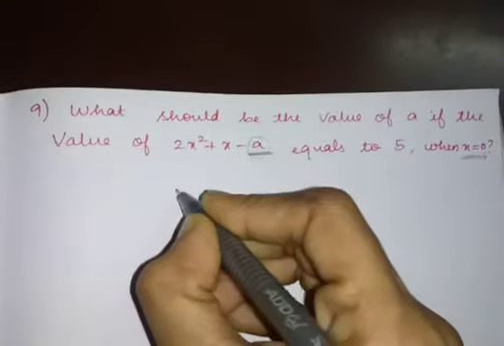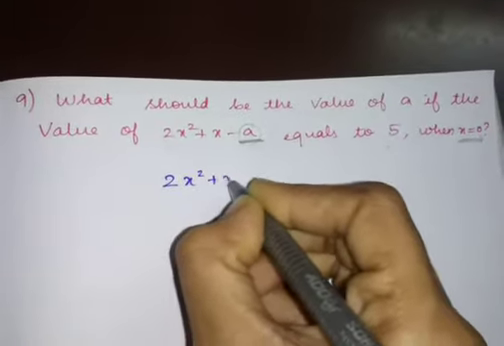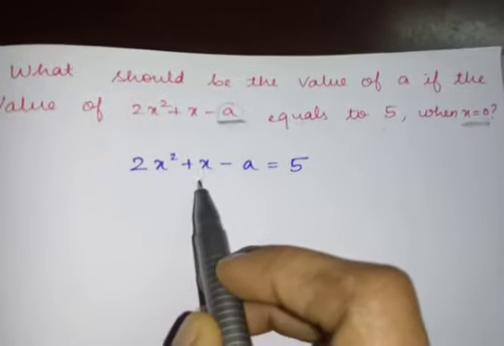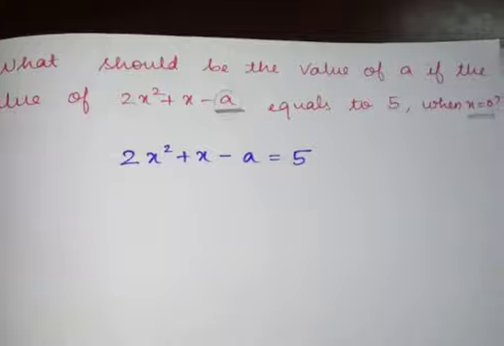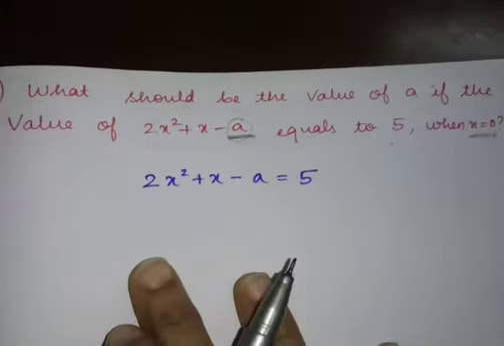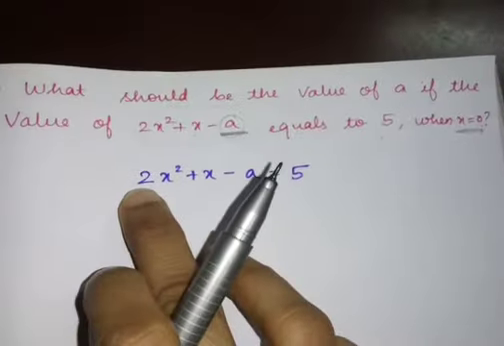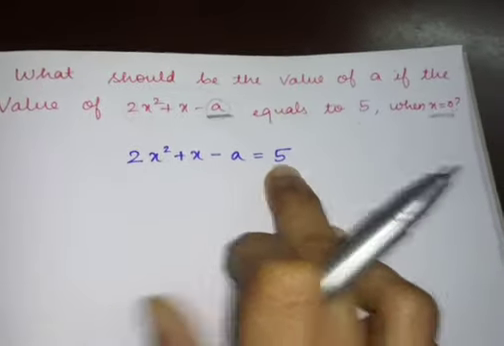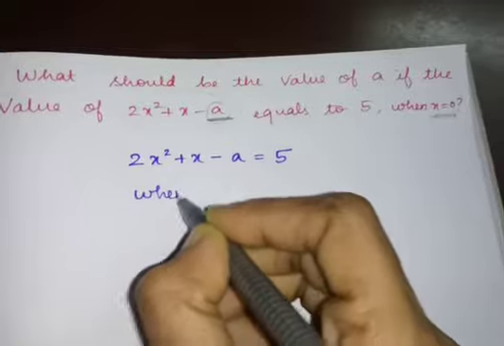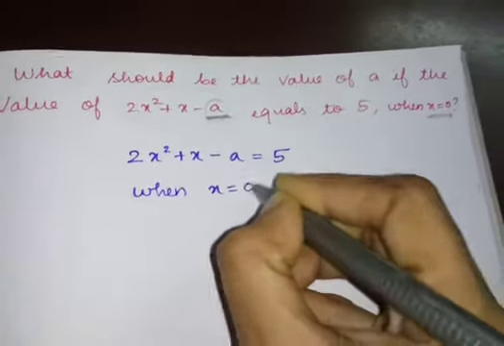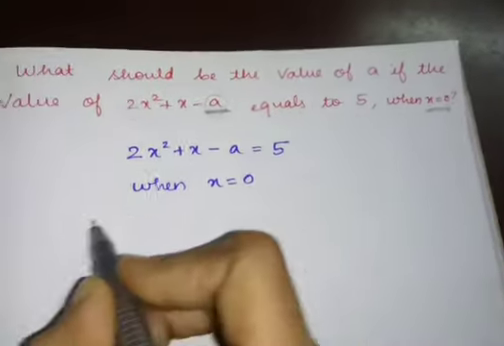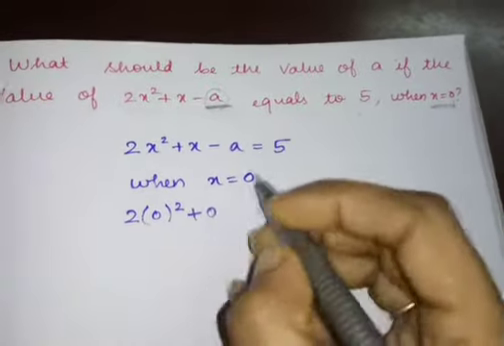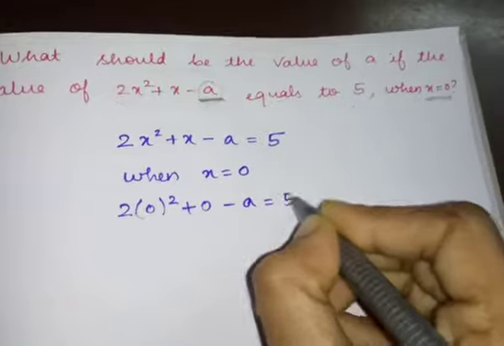What have they given? The expression 2x square plus x minus a is equal to 5. Now, the x value is given as 0 when x is equal to 0, so we'll just substitute it. 2 into 0 square plus 0 minus a is equal to 5.